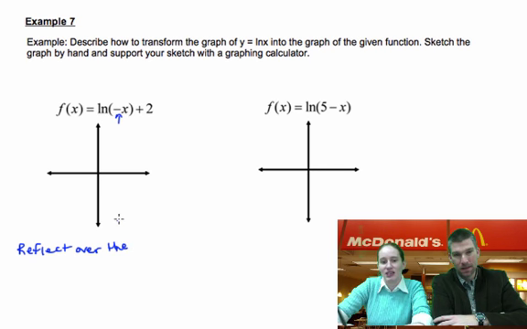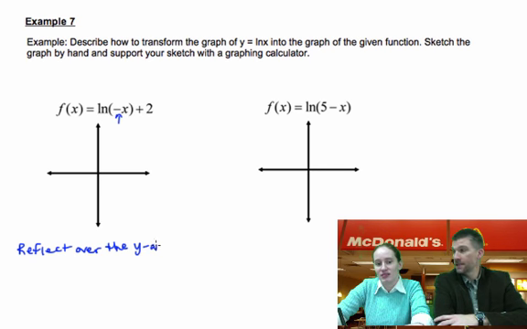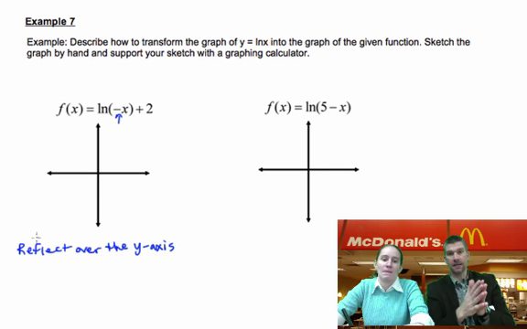Reflect over the y-axis. Anytime you make x negative, it does the opposite of what you think it would and makes it reflect over the y-axis. When you work inside of the function, it's going to have an impact left and right.